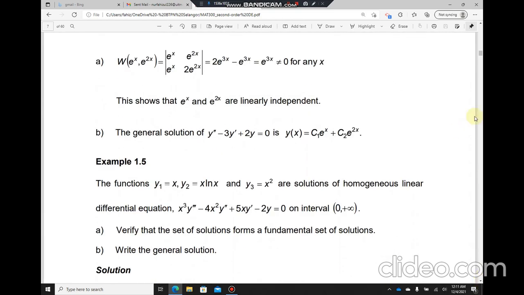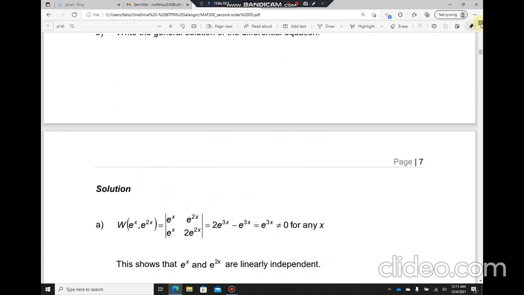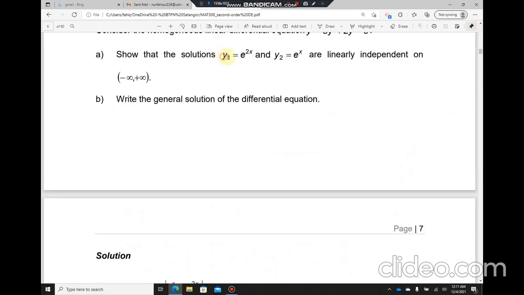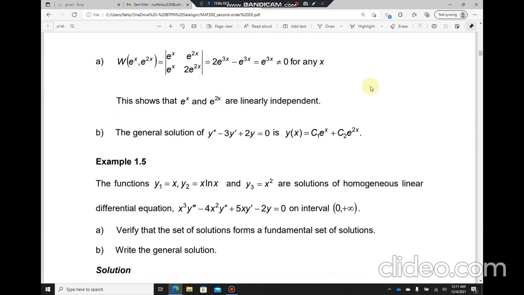Okay, cara nak guna Wronskian, first dia bagi y1 e2x, y2 ex. Since kita ada dua solution, you put here y1 and then this one is y2, and then for second row awak just differentiate. Differentiate ex, you get ex, differentiate e2x, you get 2e2x.